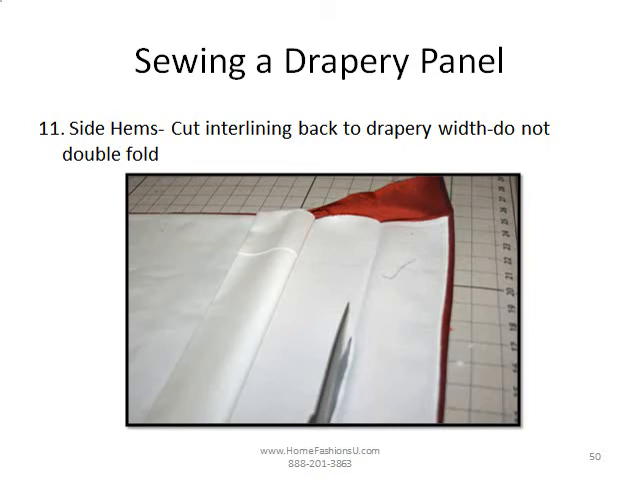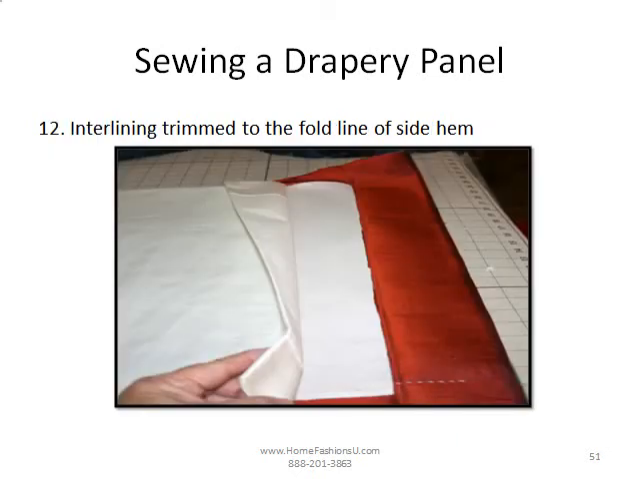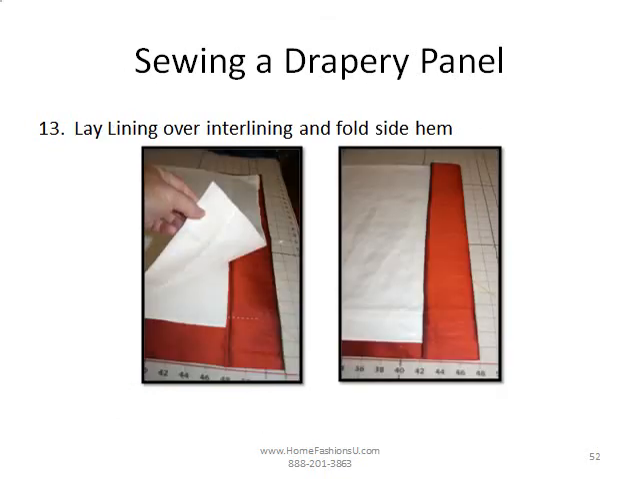On the side hems, you want to cut the inner lining back to the drapery width because you don't want to have it in the double fold. Once the inner lining is trimmed to the fold line of the side hem, you want to lay the lining back over the inner lining and fold your side hem into place.